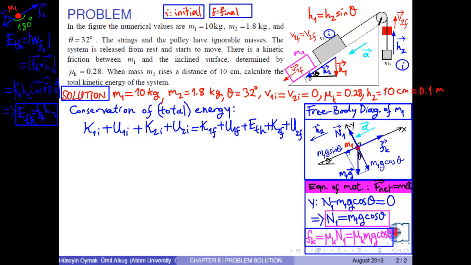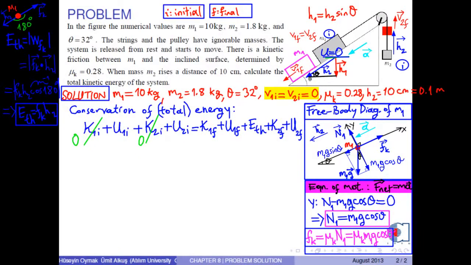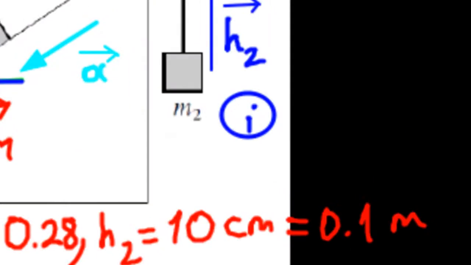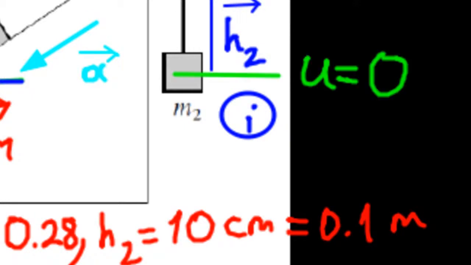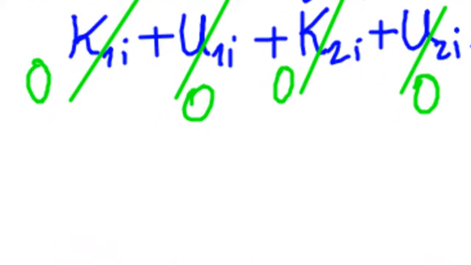Because the system is initially held at rest, the initial kinetic energies of the masses are 0. If we choose the initial position of mass m1 as a 0 gravitational potential energy level, therefore the initial potential energy of mass m1 becomes 0. And independently of mass m1, if we choose the initial position of mass m2 as a zero gravitational potential energy level for mass m2, the initial potential energy of mass m2 becomes 0. As you see, the total energy is 0.